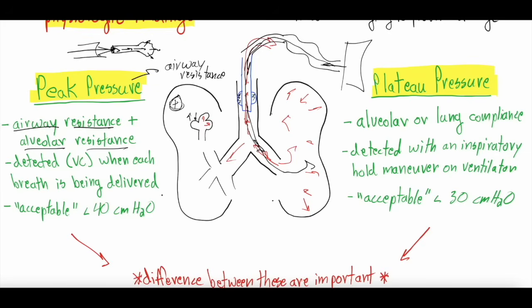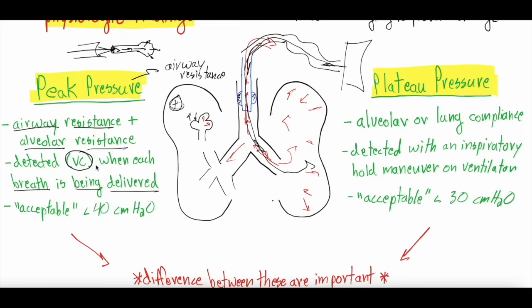Now, as we talked about, it's detected when the breath is being delivered, right? Because it's an airway resistance. As the breath is flowing through these airways, that is when it detects the peak pressure. And do note that this is all in volume control.